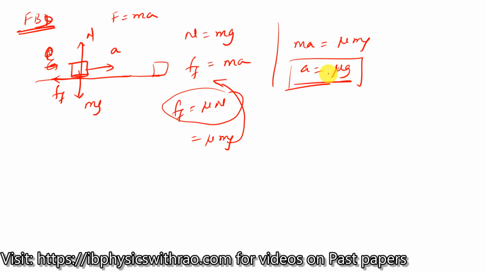If mu is constant and g is constant, then definitely the acceleration will be constant, or rather it will be a deceleration, because this was the only force and it tries to pull the object in the direction opposite to that of the motion. We generally write the sign as minus mu times g. And since this is constant, you can always use your equations of motion.